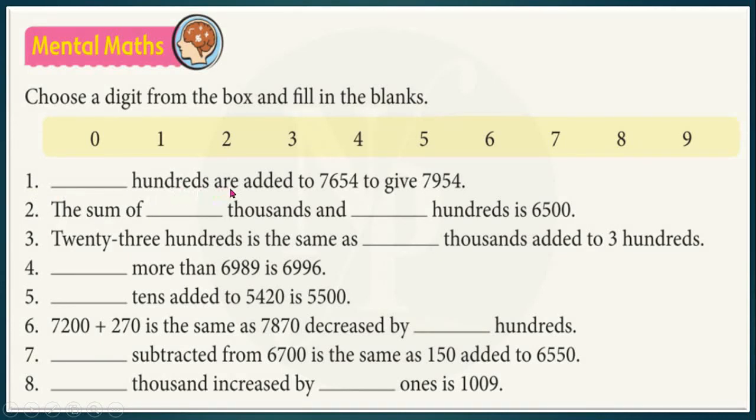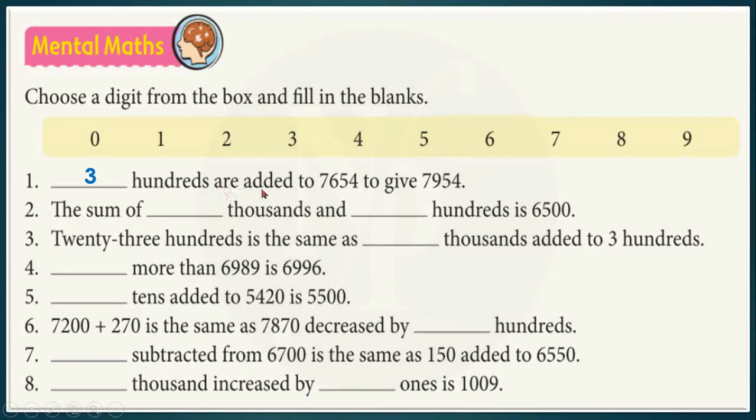Dash hundreds are added to 7,654 to give 7,954. Look here. So when you observe these two numbers, only the digit at the hundreds place is changed. That is, here we had 600s and here we have 900s. So how many hundreds to be added to 600s to get 900s? Yes, we have to add 300s. So we should write 3 here.